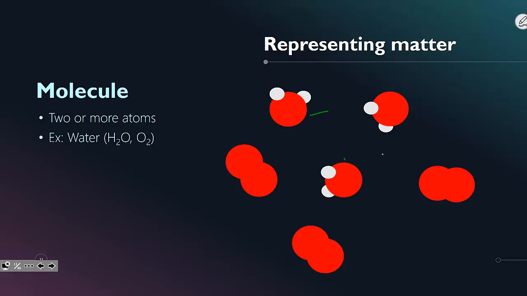So here we see molecules of water, which is a compound. Compounds are two or more elements held together. The example here shows oxygen gas, which is molecules, because I have two atoms held together that are the same. So this is a molecule of an element.